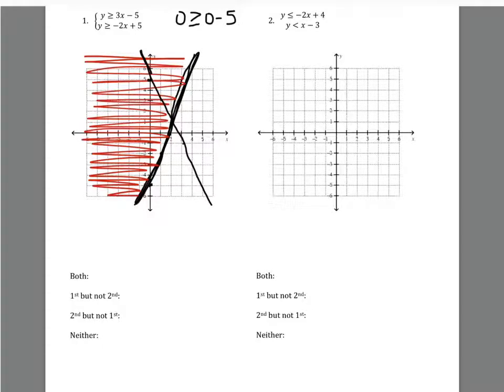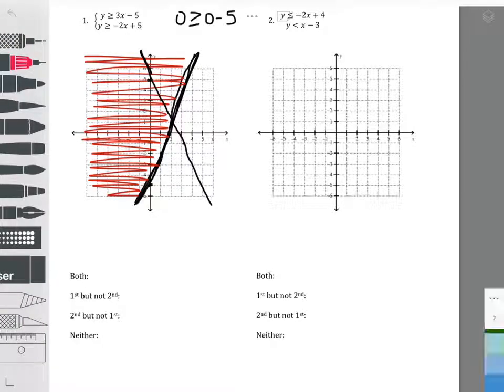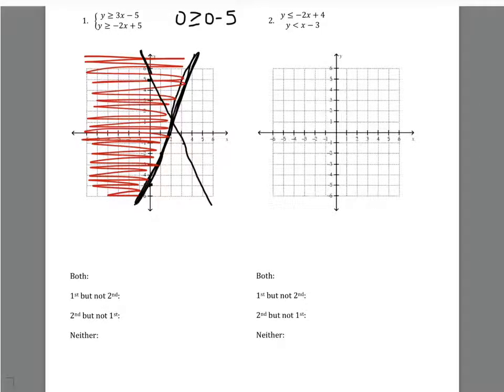For this one, I'm going to use a different color to shade. Do I shade above the line or below the line? I'm using the 0, 0 testing point again. Is 0 greater than or equal to 0 plus 5? It's not. So I would have to shade the region that does not have the 0, 0 in it, which is above the line now. So I'm going to shade in the green color.